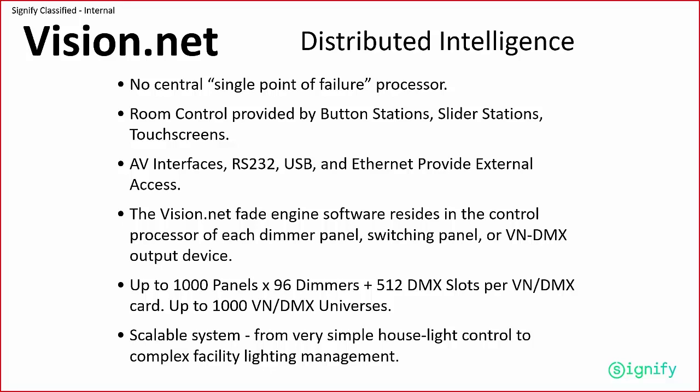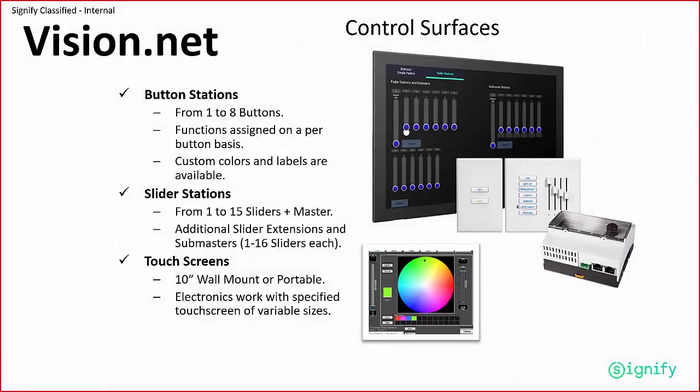The VisionNet Fade Engine software resides in the control processor of each dimming panel, or dimming or relay panel, or in the VisionNet to DMX cards. You can have up to 1,000 panels with 96 dimmers each, plus the 512 DMX slots per VisionNet to DMX card, so you can configure up to 1,000 VisionNet to DMX universes. So it's very scalable, from simple house light control to very complex lighting facility management. So let's talk for a moment about control surfaces. We have button stations.